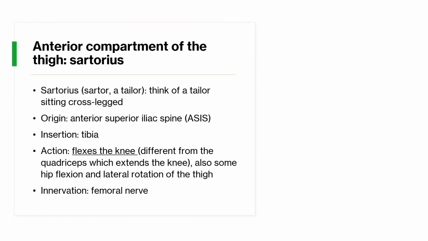Anterior compartment of the thigh, sartorius. So even though it's in the anterior compartment, it's a little different. Sartorius is derived from sartor, which is a tailor. So just think of a tailor sitting cross-legged and it'll tell you what this muscle actually does. It originates from the anterior superior iliac spine. It inserts on the tibia.